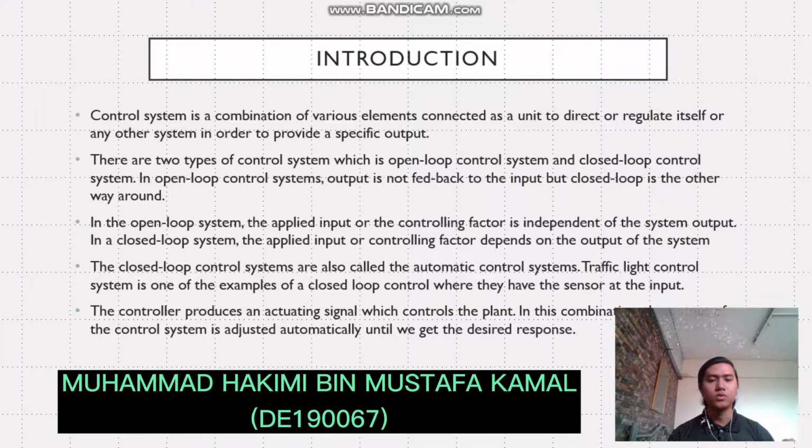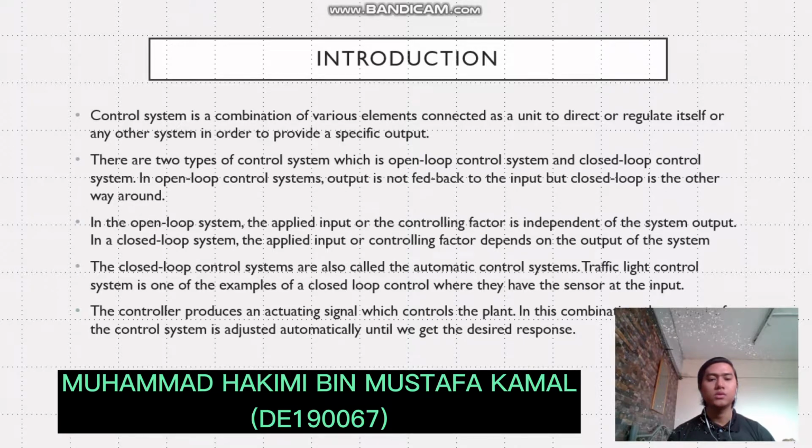In open loop control systems, output is not fed back to the input, but closed loop is the other way around. In the open loop system, the applied input or the controlling factor is independent of the system output. In a closed loop system, the applied input or controlling factor depends on the output of the system. The closed loop control systems are also called the automatic control systems.